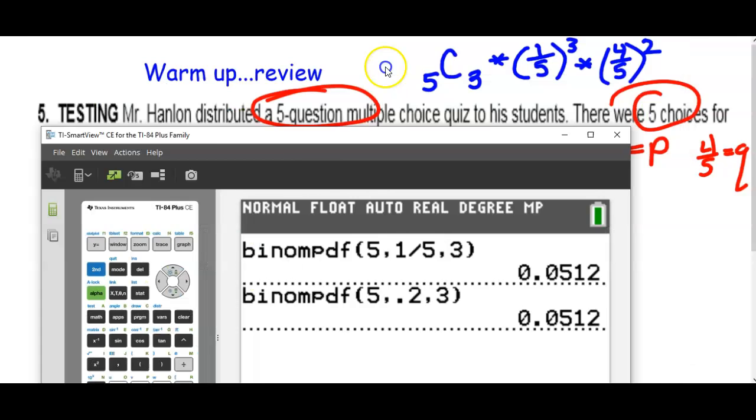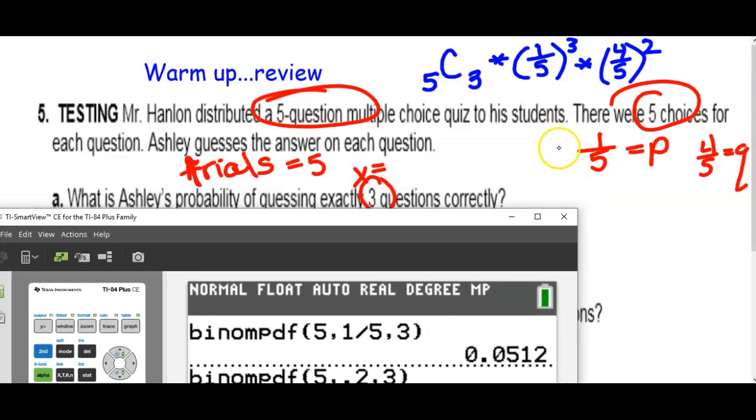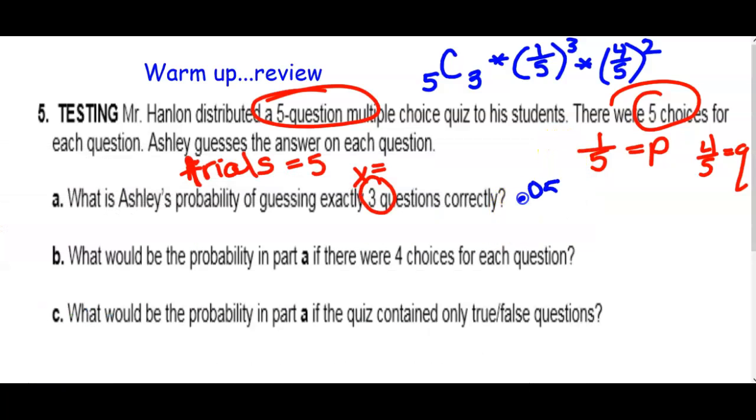All right. So the chance for this first one, what is the probability she guesses 3 out of the 5 correctly, is a very small probability. It's 0.05, or roughly a 5% chance that she gets 3 out of the 5 right when she's totally guessing. Not a very good idea.